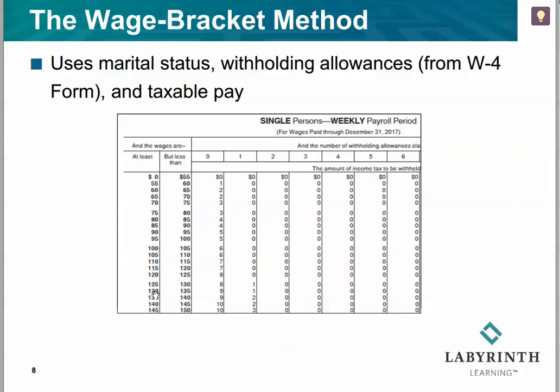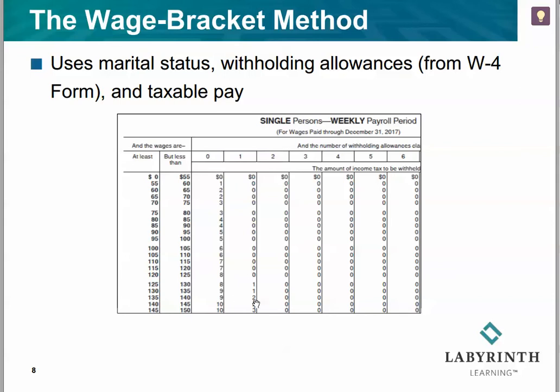So if they made $127 with one withholding allowance, we're going to take this line over to the 1. We're going to withhold $1 from that person. That's all they're going to get out. If they made $130, go down and it's still only $1. $135, we're going to withhold $2.